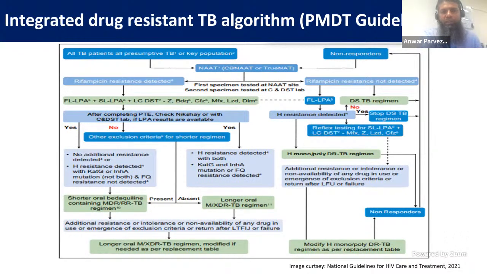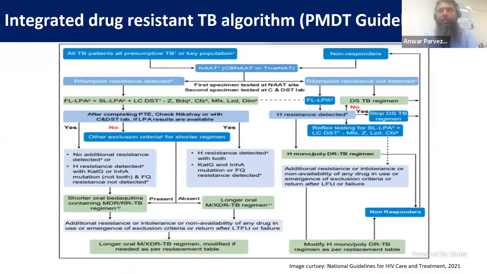But if these patients are sensitive to anti-TB drugs in the first CBNAAT itself, then we start with 4-drug treatment in these patients, and along with that, we send first-line LPA. And if first-line LPA is negative, which means the patient is sensitive to INH, we continue with the first-line treatment. If first-line LPA is showing resistance to INH, then we consider that patient as mono drug-resistant TB. If there is resistance to other anti-TB drugs, then it is called polydrug-resistant TB. And these patients are given treatment according to that resistance profile.